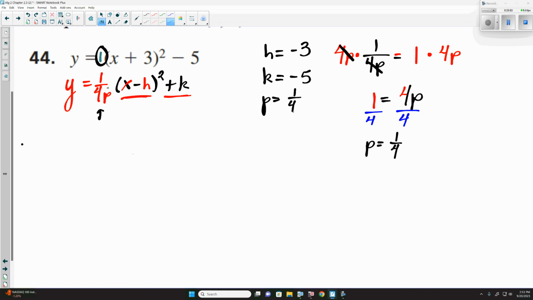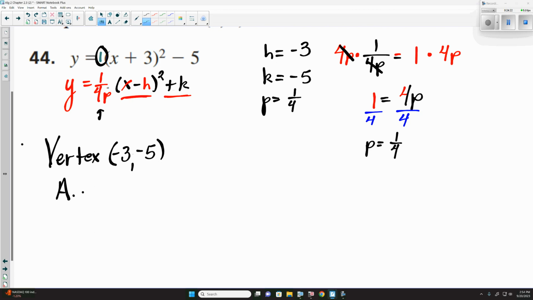Yeah, you're right there. How would we get p by itself? We would... Now the vertex is our point h comma k. So what's the h value? The k value is? So the vertex is -3 comma -5.